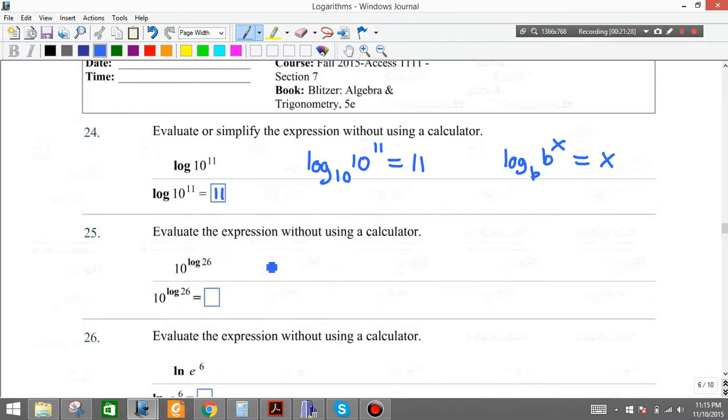Here you're just reversing the order. So if I have 10 to the log base 10 of 26, they flat out cancel and you're left with 26.